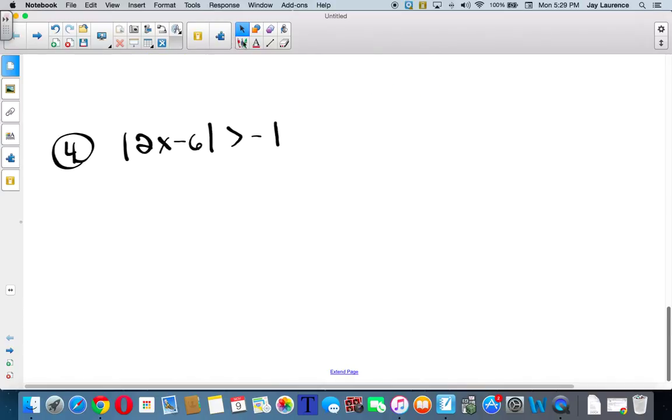Okay, I know the answer to this one already too. Yeah, it's all real numbers. But tell you what, pause it. Go ahead and break it up into two inequalities and solve it, okay? All right, so here comes my solution.